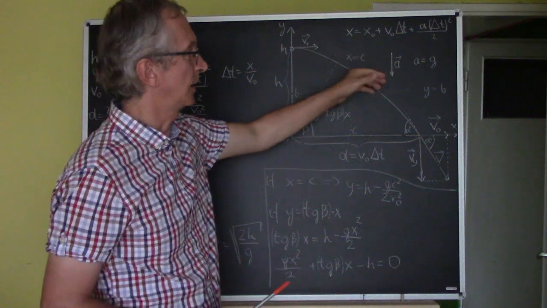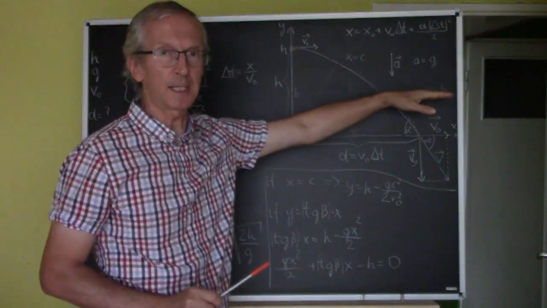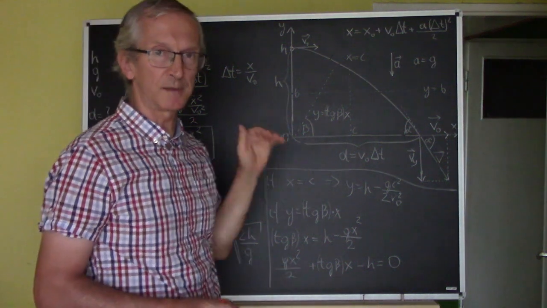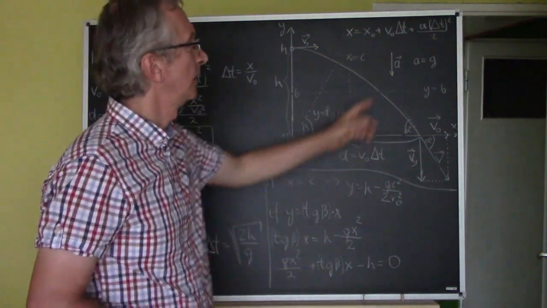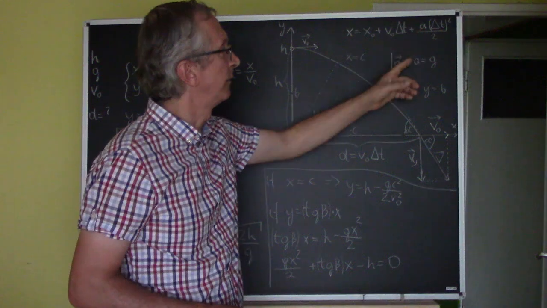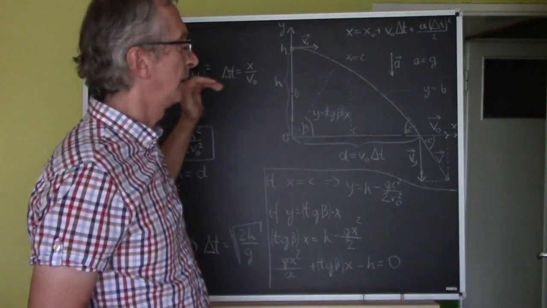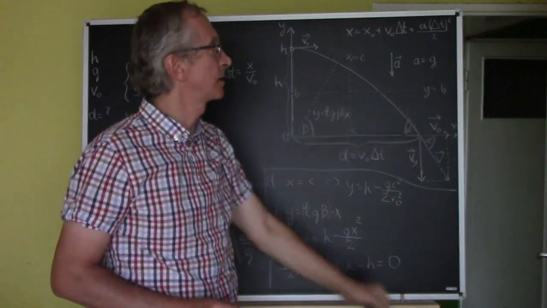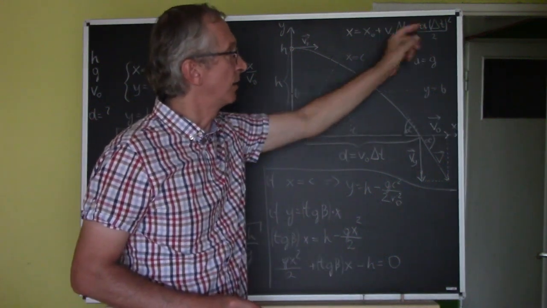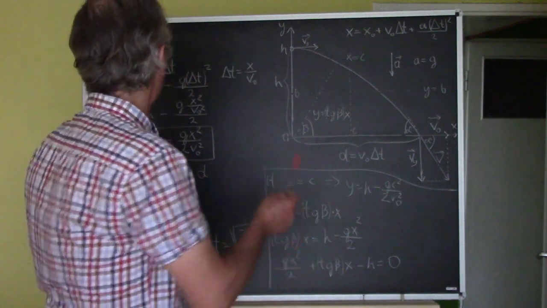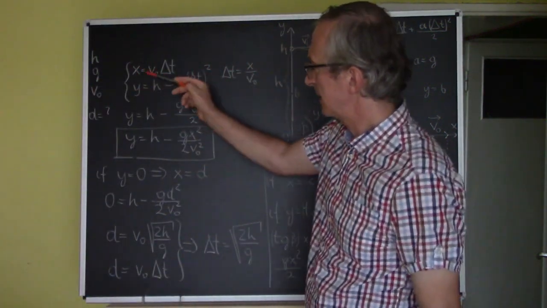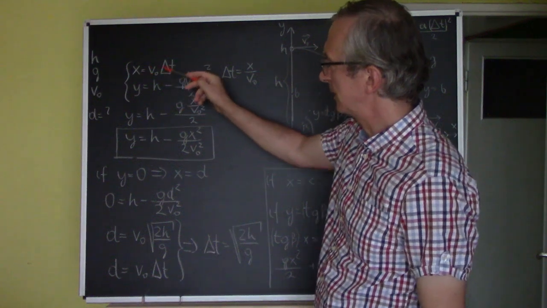We see that in the direction of the axis x there is no acceleration because there is no force acting in this direction. So the acceleration vector does not have a component in the axis x, so it is equal to 0. So the equation of motion for the axis x is just x equals v0 times delta t.